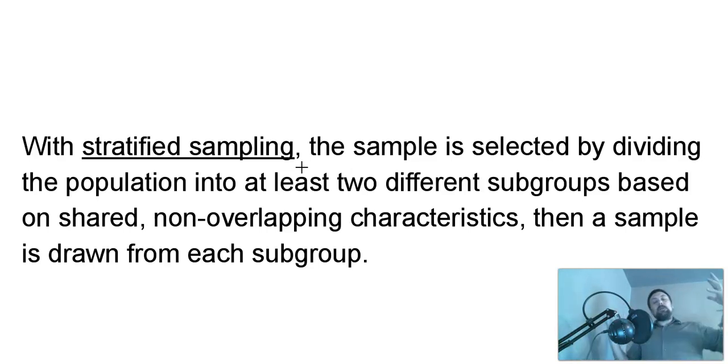So, for example, if you wanted to do a survey at the high school, you could divide that population of high school students by grade. So the subgroups would be 9th graders, 10th graders, 11th graders, 12th graders, right? So you have to do at least 2 subgroups, but you could have more.